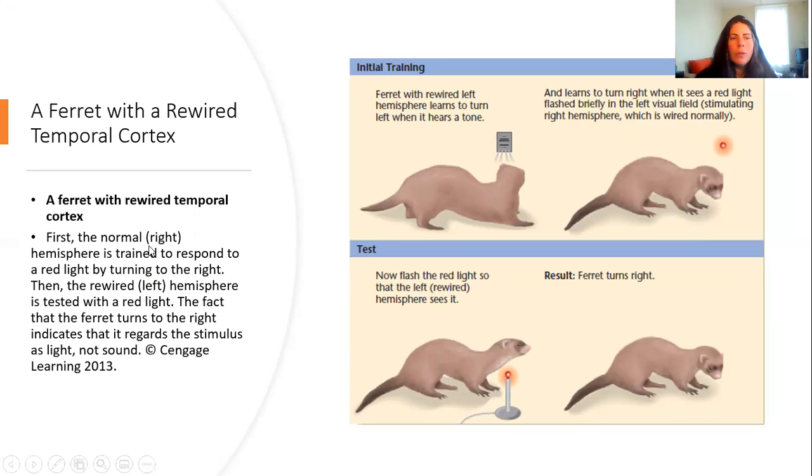First, the normal right hemisphere is trained to respond to a red light by turning to the right. Then the rewired hemisphere is tested with a red light. The fact that the ferret turns to the right indicates that it regards the stimulus as light, not sound.